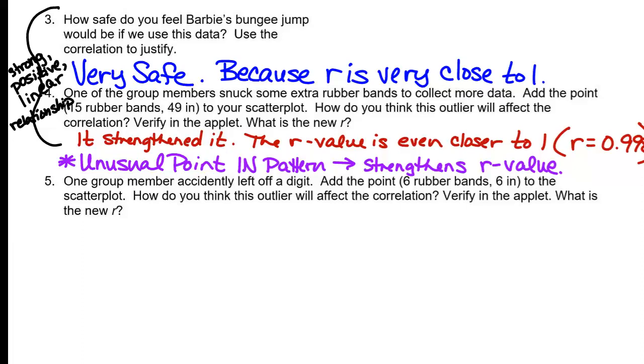Please add this one to your scatter plot that you have. Circle it and call it an unusual feature not in pattern. So add that to your scatter plot.